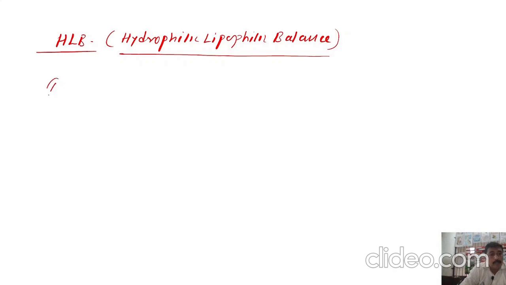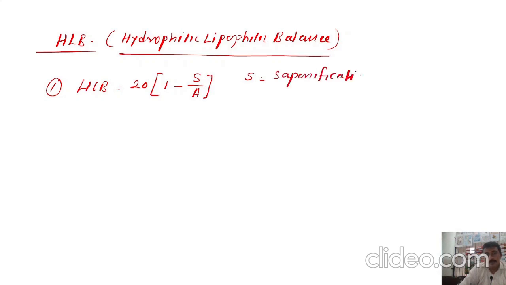So first formula to determine the HLB value is HLB, hydrophilic lipophilic balance, is equal to 20 into 1 minus S upon A. This is the first formula. So first of all, we will discuss what is meant by S, what is meant by A. S means the saponification value of surfactant, and A is the acid value.